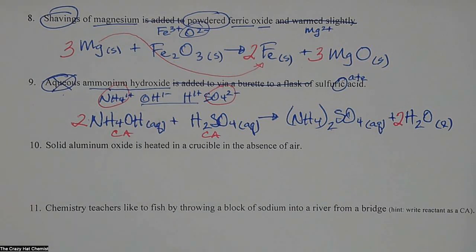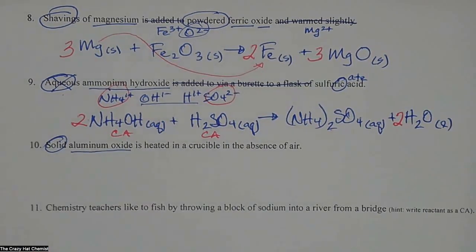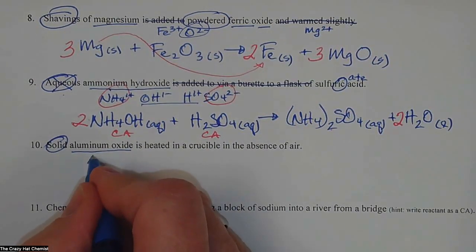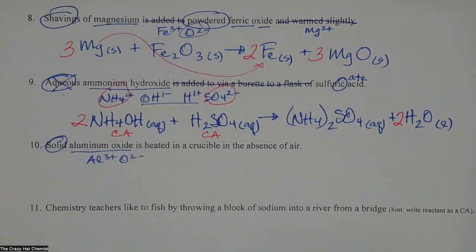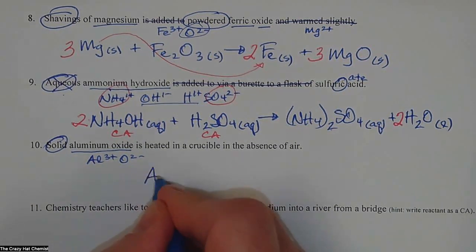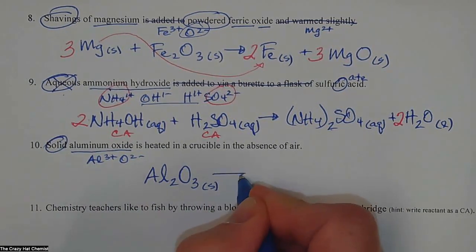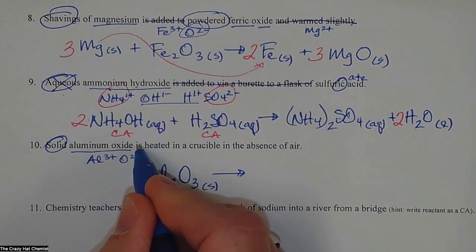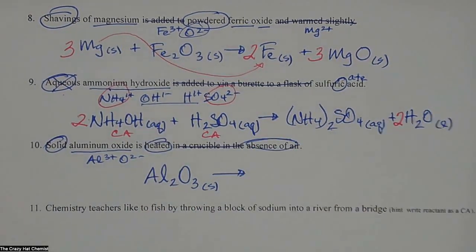So, all right. Next one, number 10 is solid aluminum oxide. So aluminum is a 3+ charge. Oxide is a 2-, and it says it's heated in a crucible in the absence of air. So I'm going to have Al2O3. It says that it's a solid. It's heated in a crucible. So it's heated. That's important. In a crucible, who cares? In the absence of air. In the absence of air lets us know that there is no other reactant.